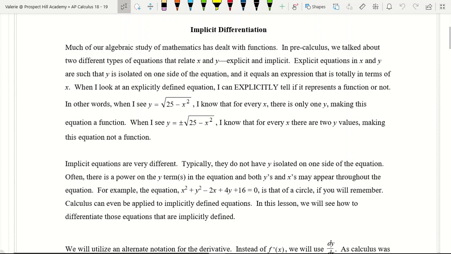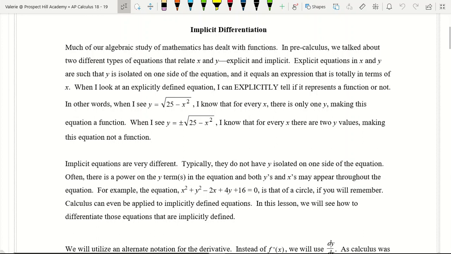Explicit equations in x and y are such that y is isolated on one side of the equation and it equals an expression that is totally in terms of x. When I look at an explicitly defined equation, I can explicitly tell if it represents a function or not. In other words, when I see y equals the square root of 25 minus x squared, I know that for every value of x, there's only one y, making this equation a function. When I see y equals plus or minus the square root of 25 minus x squared, I know that for every x, there are two y values, making this equation not a function.